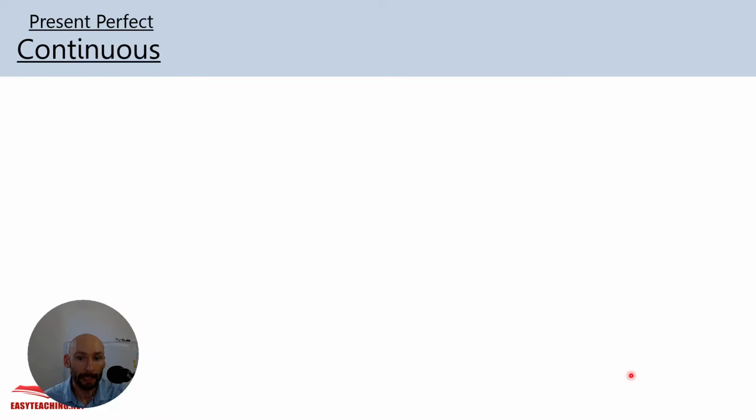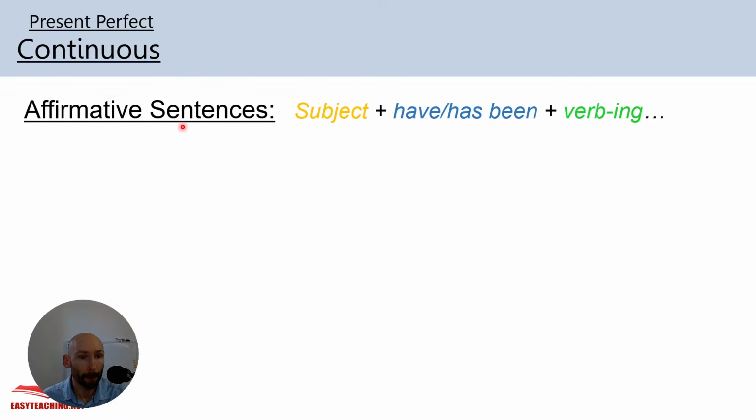Okay, so let's start by looking at how we form different sentences in present perfect continuous. Affirmative sentences are formed like this. We start with the subject, then we need the 2 auxiliary verbs, have been or has been, depending on the subject. Then we've got the ing form of our main verb. And we call the ing form of the verb the present participle.